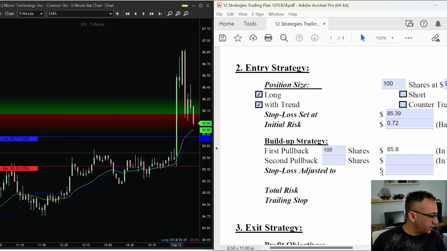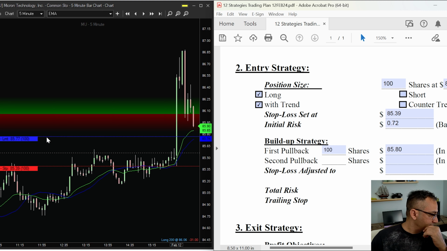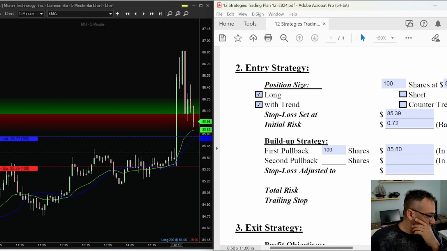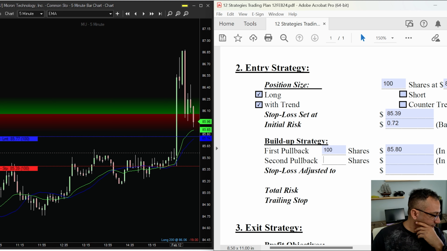Yep, the 20 period moving average. All right, now we have another order here at the second pullback at the 20 period moving average. Let's see if it triggers us, and it's set for 85.77. As of now, we haven't adjusted our stop loss. Stop loss still set at 85.40, 85.39 actually.